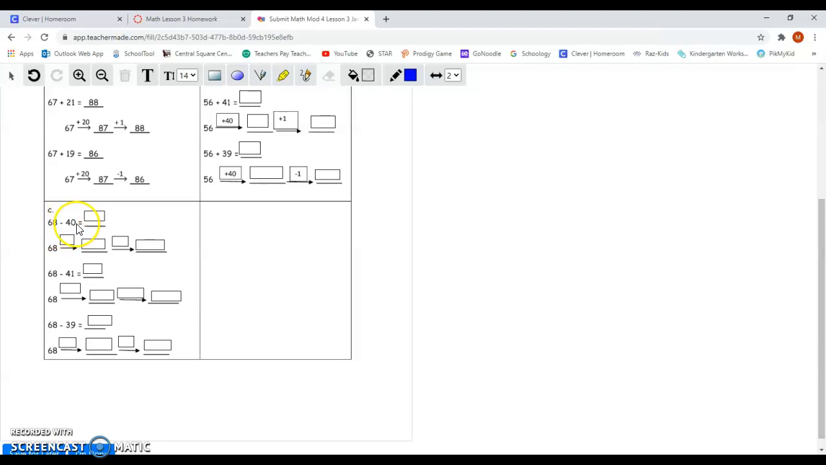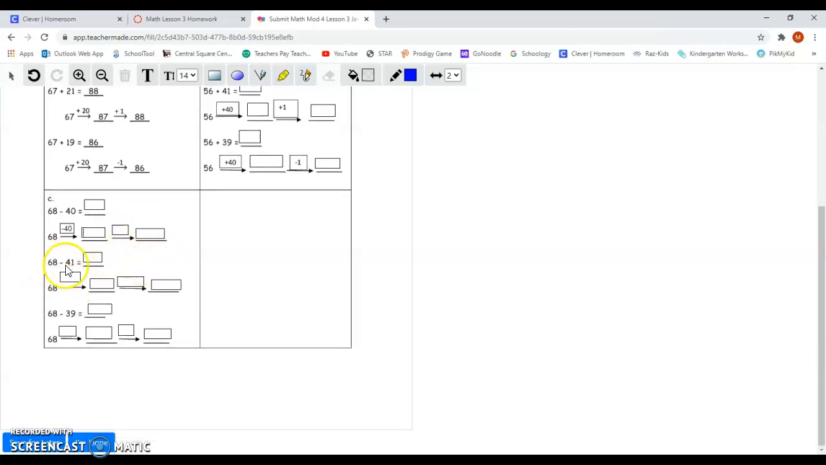So if it's 68 minus 40 equals what? You're going to do 68, type in minus 40, get the answer, and that's all you have to do for this one. There's more arrows and there shouldn't be. This one is 68 minus 41, so you do 68 minus 40, get the answer, subtract 1, get your answer.